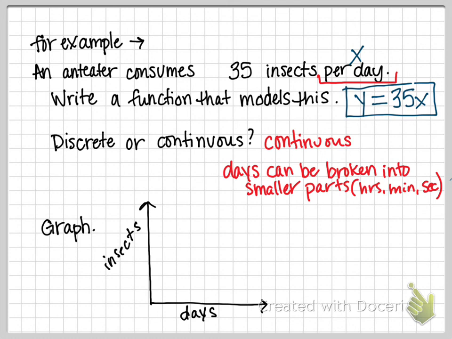All right, let's graph this. You guys watch up here because you're going to see this come up on the homework and everyone will be so confused. All right, after 0 days, how many insects does it eat? 0. What do we call this point? The origin. Okay, after 1 day, how many insects does it eat? 35. Okay, 70, so on and so on.